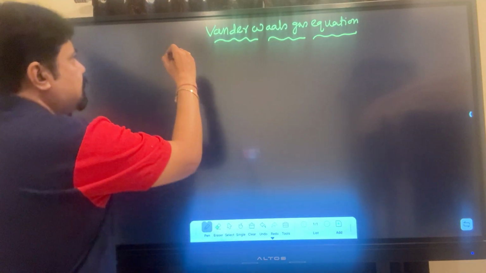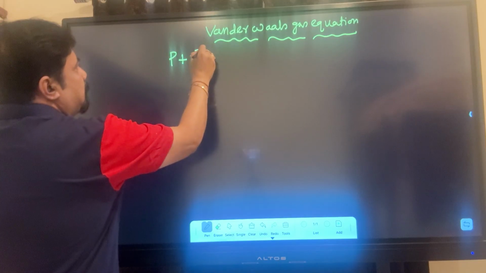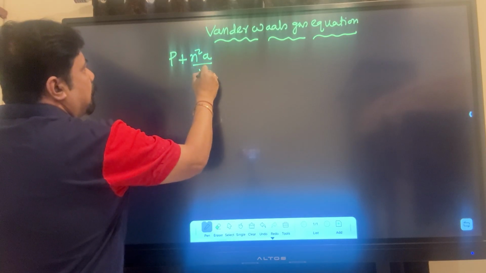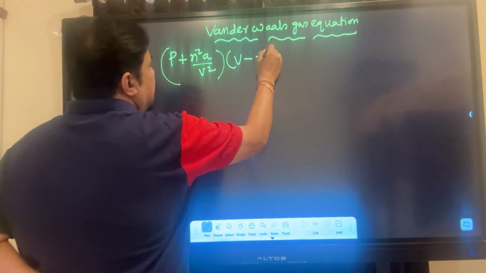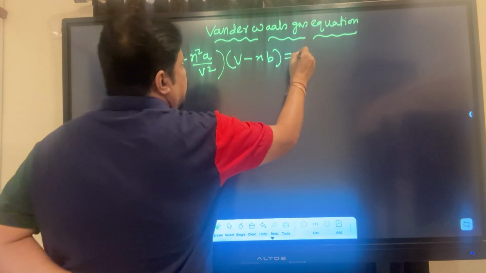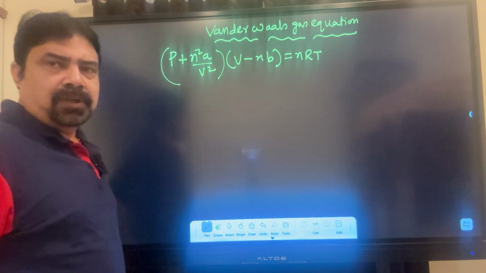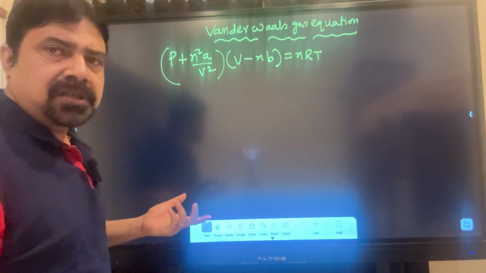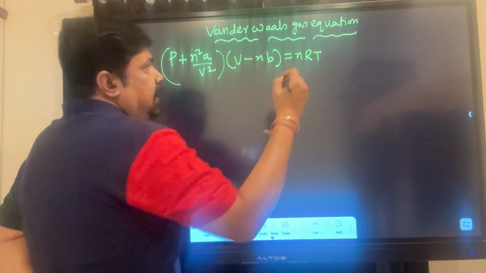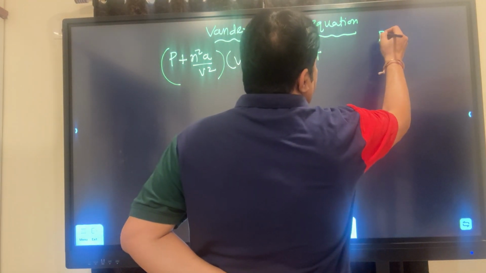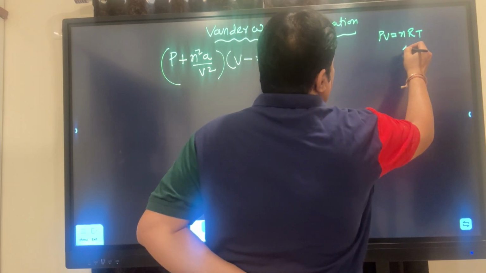The Van der Waals gas equation is, for n moles of gas, (P + n²a/V²)(V − nb) = nRT. This is one kind of real gas equation. Our ideal gas equation was PV = nRT. This is the ideal gas equation.